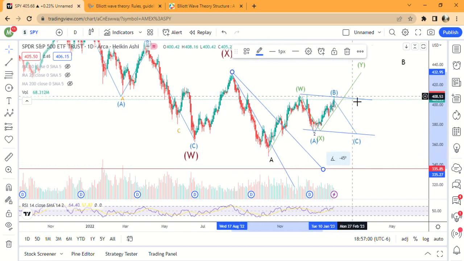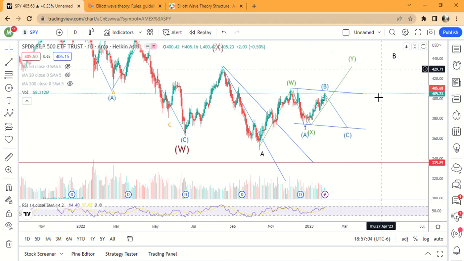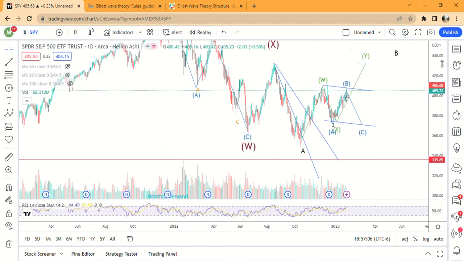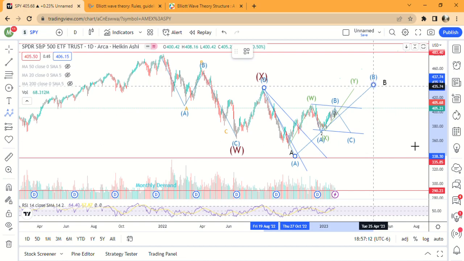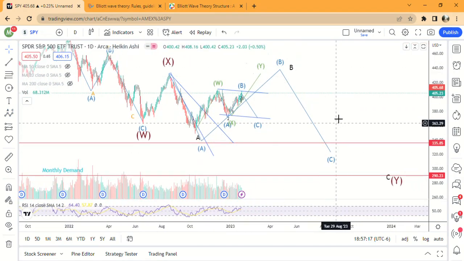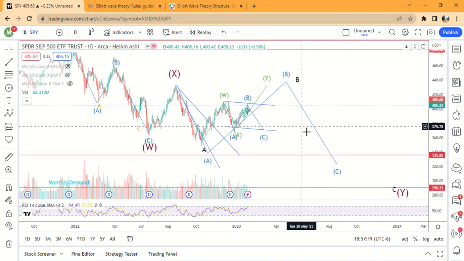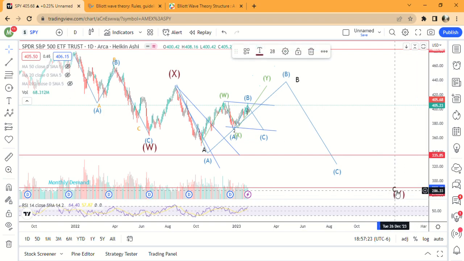This is a corrective move as well, because we're way outside, especially if it comes up here. So the only possibility for this whole move is WXY. So we have A, B, and we should get a C wave down, and that C wave down should be impulsive. So currently we're in B of Y, so Y down here.